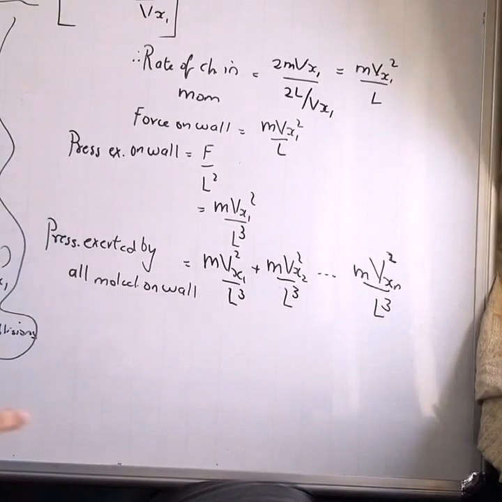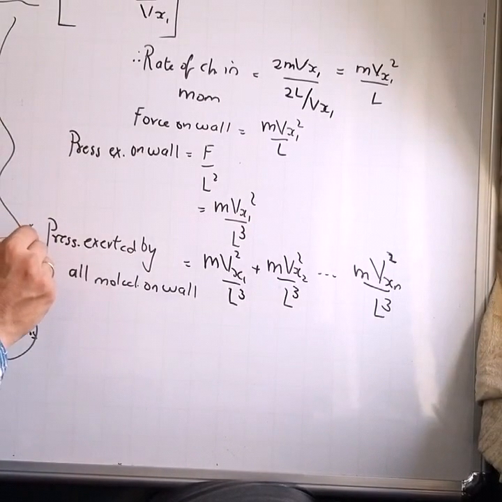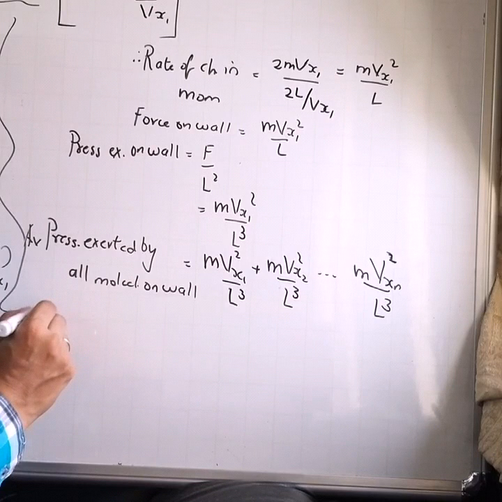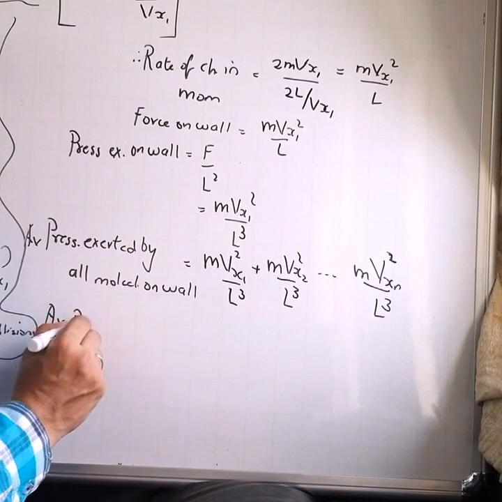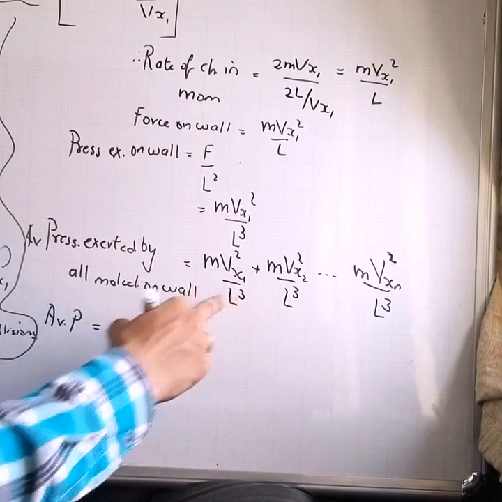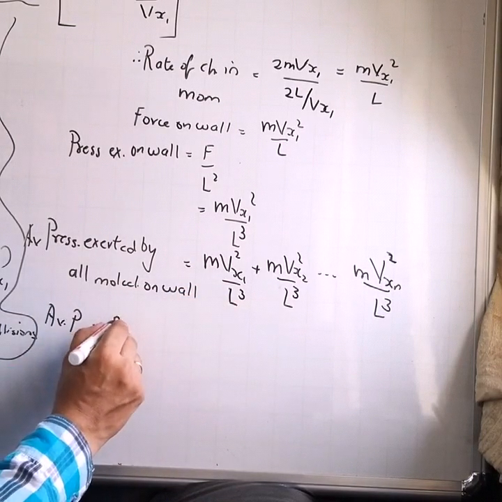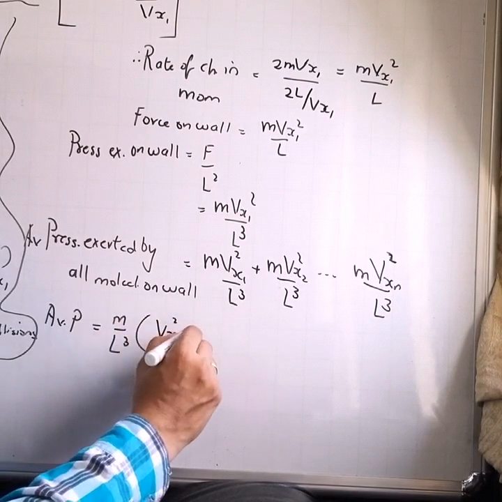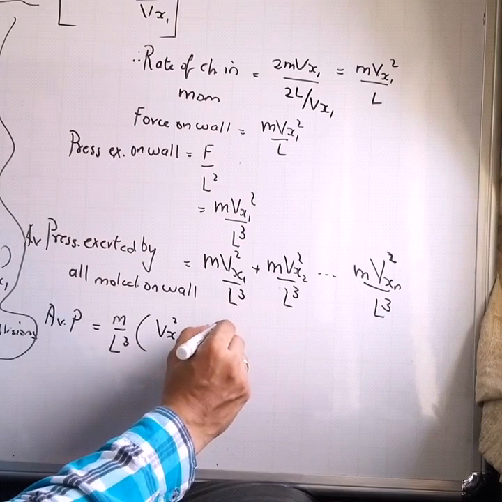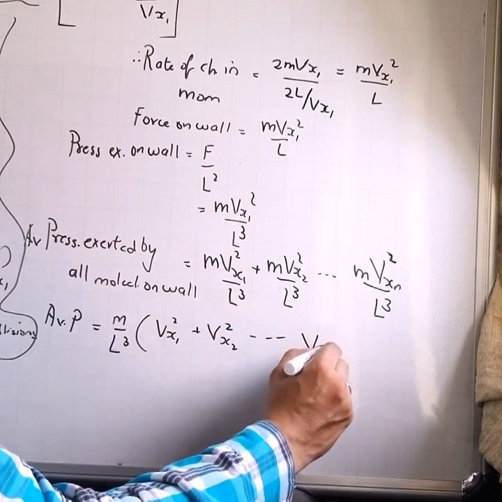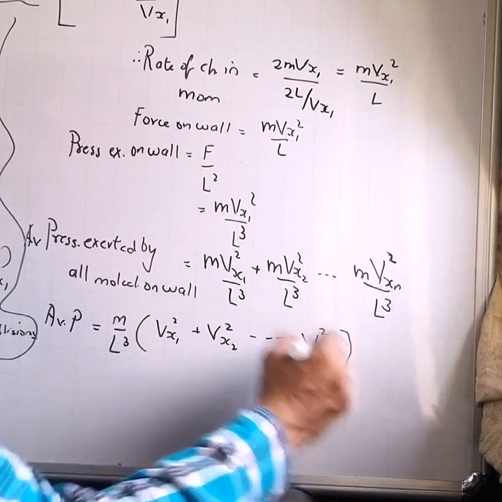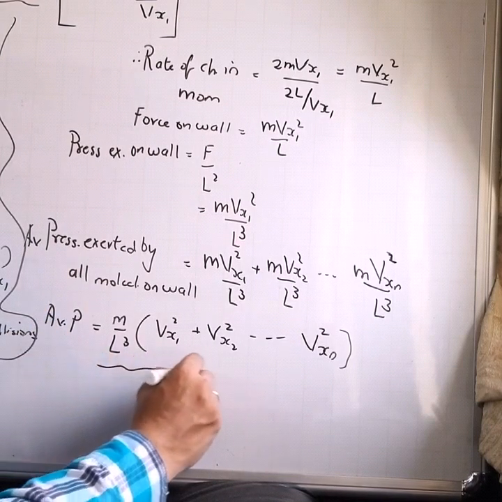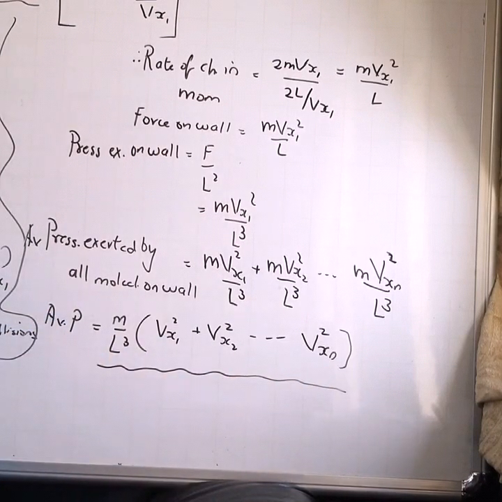See, whatever I have written here is the average pressure exerted by the gas molecules along the x-axis, and this can also be written as average pressure along the x-axis equal to, I take m upon L cube common, m upon L cube into bracket Vx1 square plus Vx2 square up to Vxn square. Okay, I get this particular expression. Now we move forward.